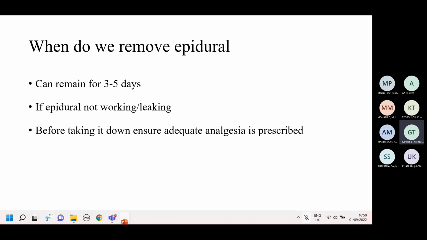When we remove the epidural, we remove it after 3 to 5 days, usually 72 hours. If the epidural is not working or is leaking, you should take it out. Before taking it out, if it is not working, you should supplement with adequate analgesia, other modes of analgesia.